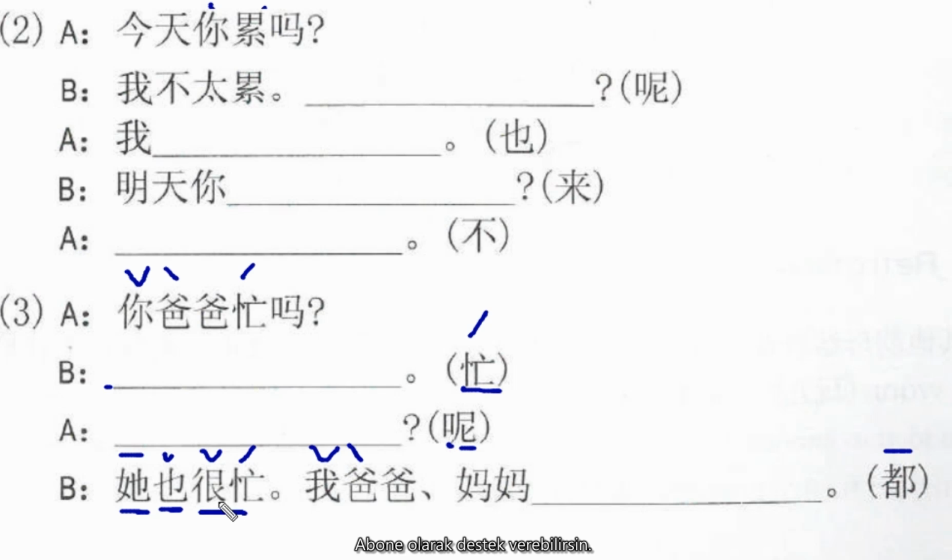Here this answer and this answer must be the same. So what's this answer? 很忙. So my father also must be very busy. So here, what should I say? 我爸爸很忙 or 他很忙, right? 他很忙. He is very busy.